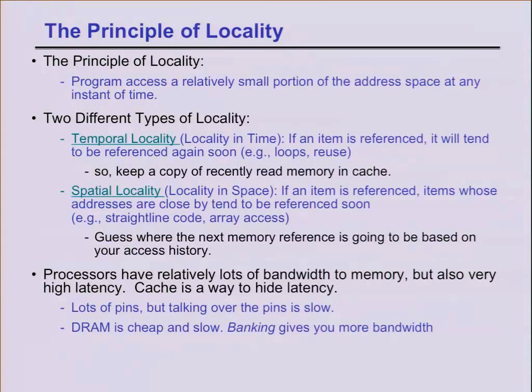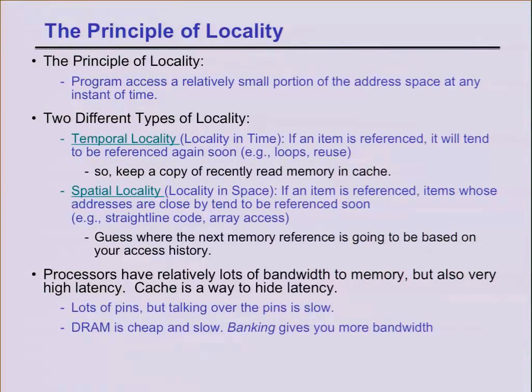The program accesses a relatively small portion of the address space at any given time. And there are two different types of locality. Temporal locality is that if an item is referenced, it will tend to be referenced again soon. Loops, reuse, things like that. So keep a copy of recently read memory in cache. Spatial locality: if an item is referenced, items whose addresses are close by, stored near to it in memory, tend to be referenced soon. Straight line code, array access. So guess where the next memory reference is going to be based on your access history.